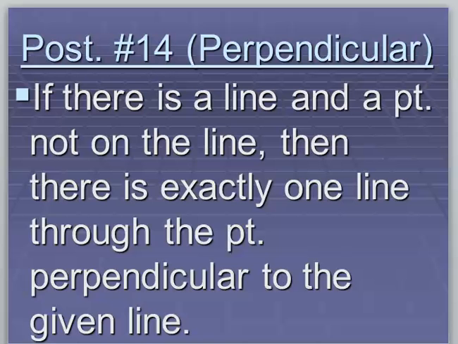Postulate number 14 is called the perpendicular postulate. If there is a line and a point not on the line, then there is exactly one line through the point perpendicular to the given line. Please pause and write this down before we go to the picture.